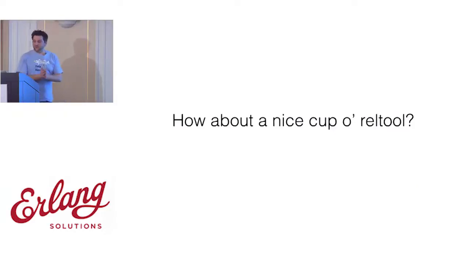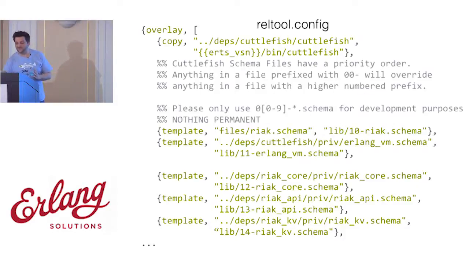So how about a nice cup of rel tool? Well, these things got to get into your app somehow. So what we do here up here first is we copy the Cuttlefish E script into your Erlang runtime. And what that's going to do is get you the Cuttlefish executable for us to work with. I mean, without it, you can't do anything. It runs in a separate VM before your app starts. So it's able to ask the VM questions about itself before setting the app config too, which is actually really cool.